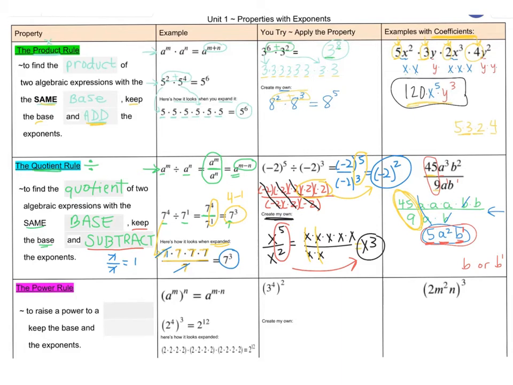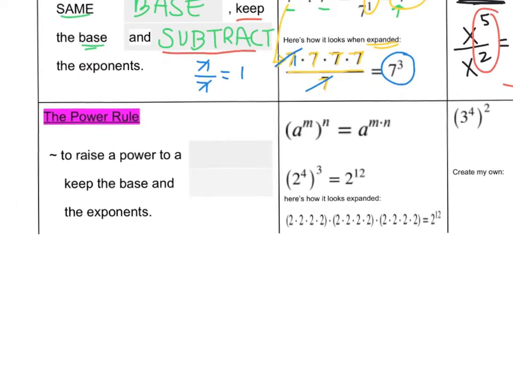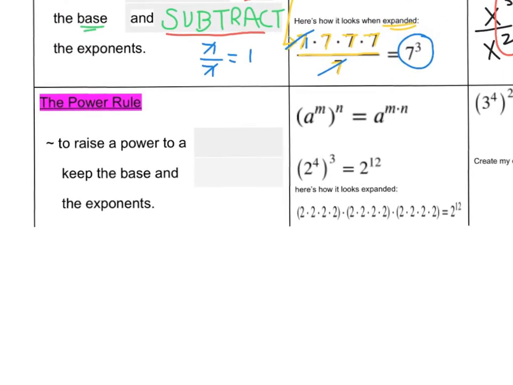Hi there. Okay, we're ready to move on to the power rule, our third exponent property. So be sure you have your other parts of your chart filled in. And now we're going on to the power rule. In this property, power is another word for exponent. So it's the exponent raised to an exponent rule.